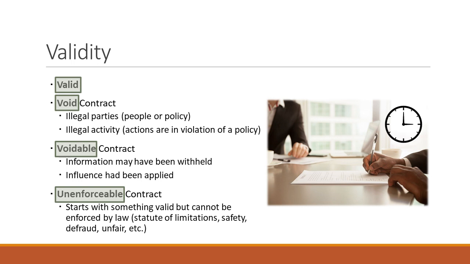So a void contract, the second one, is also unenforceable. But the straight unenforceable contract is not the illegal one. And in here, there are these examples. Maybe they defrauded you. Arguably, with my parents, were they defrauded or was it without information? Misrepresentation is kind of in the gray zone. But it could be that there was a safety issue. It could be that it was unfair between the parties. It could be that the contract can't be enforced due to the timing. So there are various reasons legally why a contract can't be enforced.